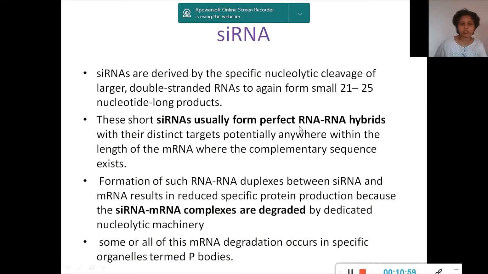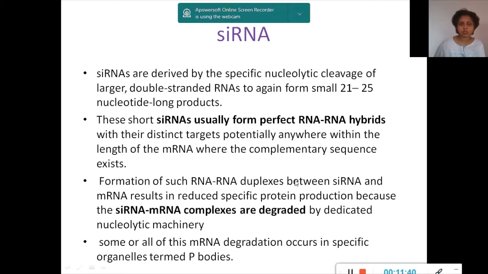They are usually short, perfect RNAs. They form short RNA-RNA hybrids with their distinct targets, potentially anywhere within the length of the mRNA where complementary sequence exists. The formation of such RNA duplexes between the siRNA and the mRNA results in reduced specific protein production, because the siRNA and mRNA complexes are degraded by the dedicated nucleolytic machinery. Some or all of this mRNA degradation occurs in specific organelles called P bodies. So these are mainly found in eukaryotes.